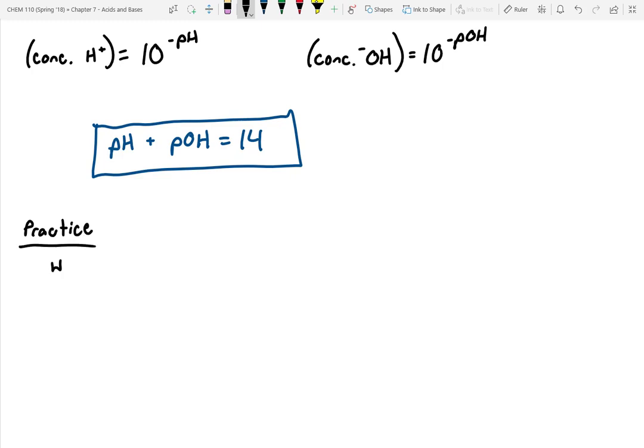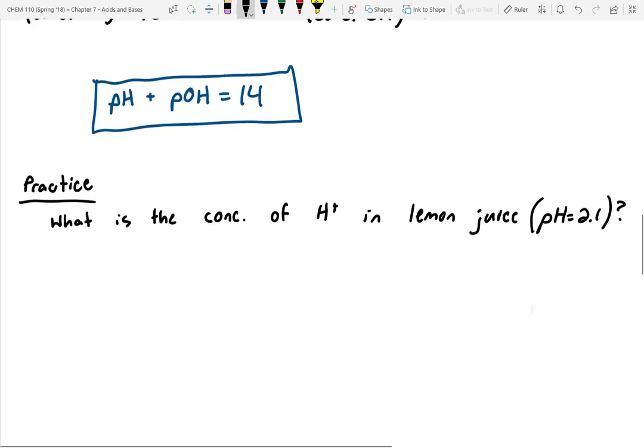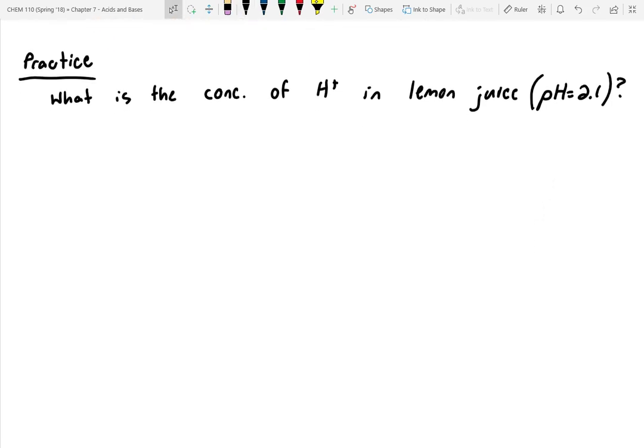All right. What is the concentration of acid, or H+, in lemon juice? And lemon juice has a pH of about 2.1. So I'll give you a minute to work on this, but one of the big things is making sure you're comfortable using your calculator.